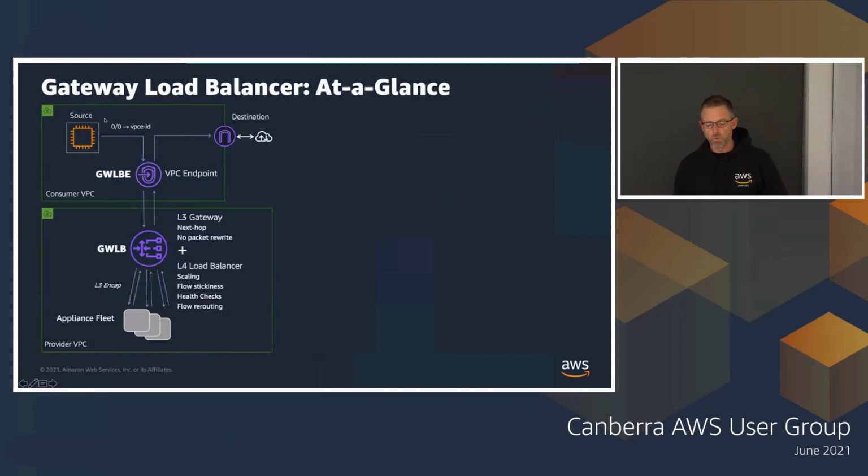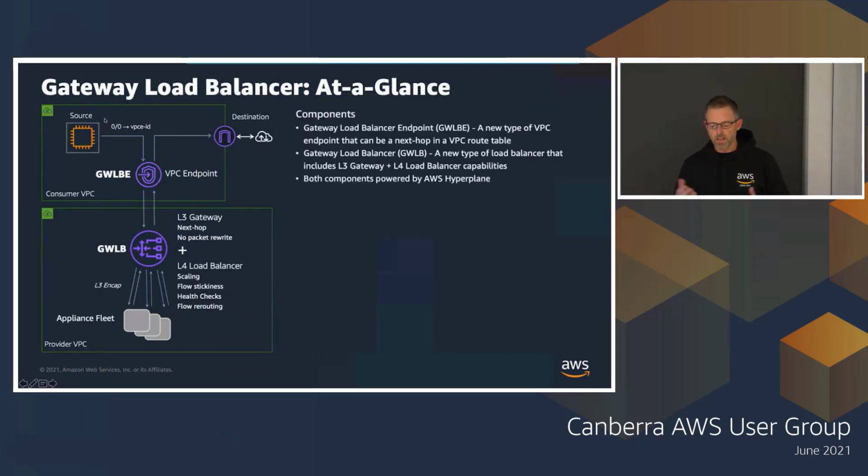So at a glance, what is Gateway Load Balancer? It has two components. So at the top of the diagram, we have our Gateway Load Balancer endpoint. This is a VPC endpoint, much like a standard PrivateLink interface endpoint, but with one big difference in that you can add this endpoint to a VPC route table. And that allows you to add it into your network transparently. So you don't need to do any changes to your application configuration or your instance configuration.